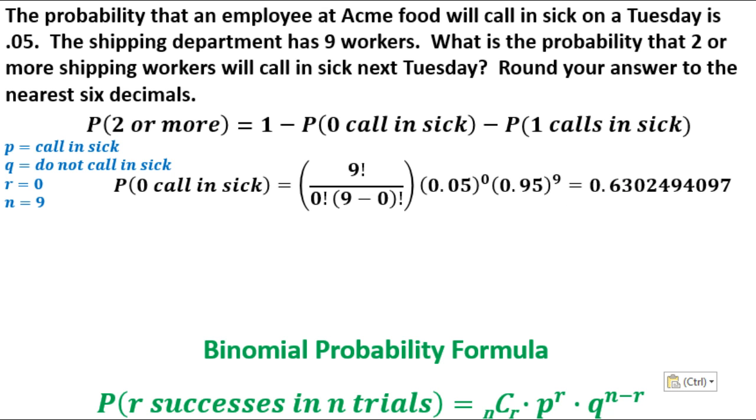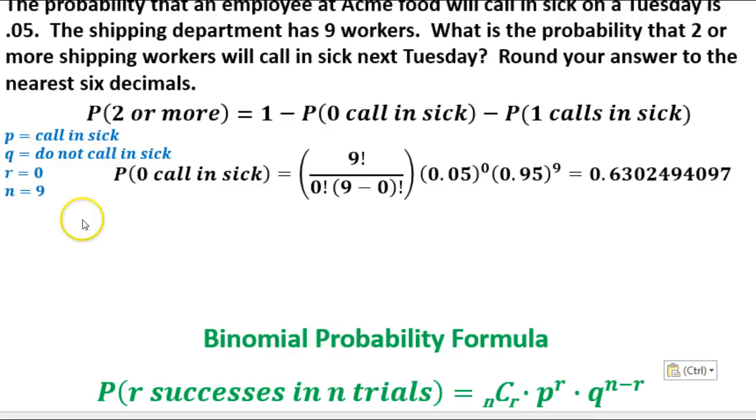Now, if you want the shortcut to this, if you notice here, this is 9 factorial. 0 factorial is the same thing as 1. 9 minus 0 factorial is just 9 factorial. So we have 9 factorial over 9 factorial. That's just 1. And anything raised to the 0 power is 1. So the shortcut would have been 0.95 raised to the 9th power, which is this number right here. You don't have to use it. You can plug it into this formula and it works every time.